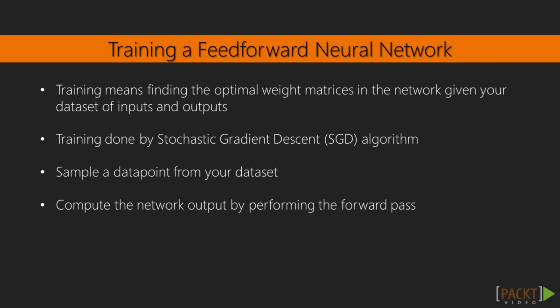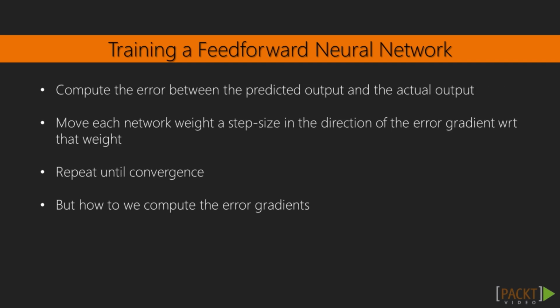First, all the weight matrices are randomly initialized. Then a data point is randomly sampled from the dataset. Then the forward pass is performed for the sampled input vector to get a prediction given the current weight values. Then, given the prediction error, the error gradients are computed for each weight in the network. This computation is performed using the backpropagation algorithm, which we will describe next. Finally, each weight is moved a step size in the direction of its error gradient. This sampling and update process is repeated until convergence.